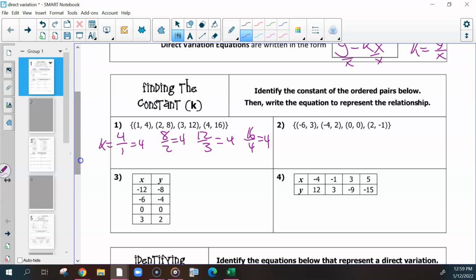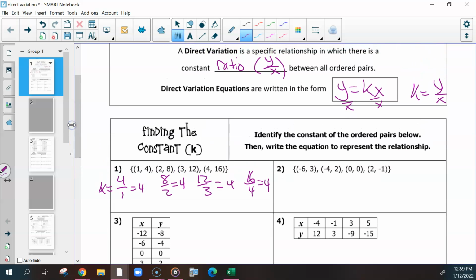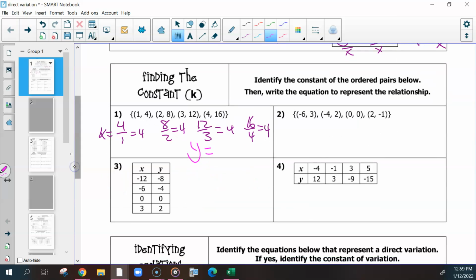Once I know my constant k for sure, I can write my equation for my direct variation. So it needs to be in this format. So it's going to be y equals my k value of 4 and then x.